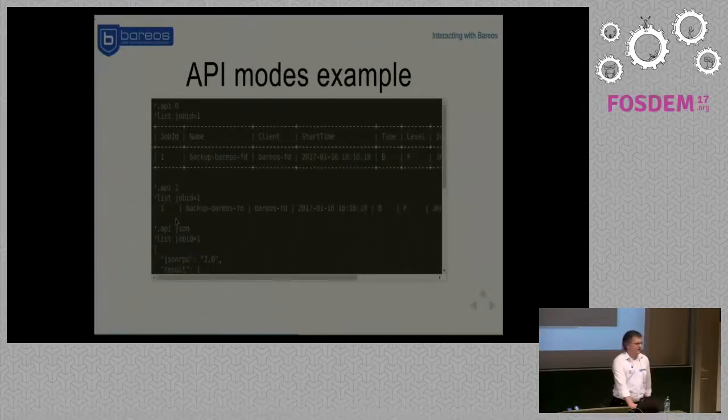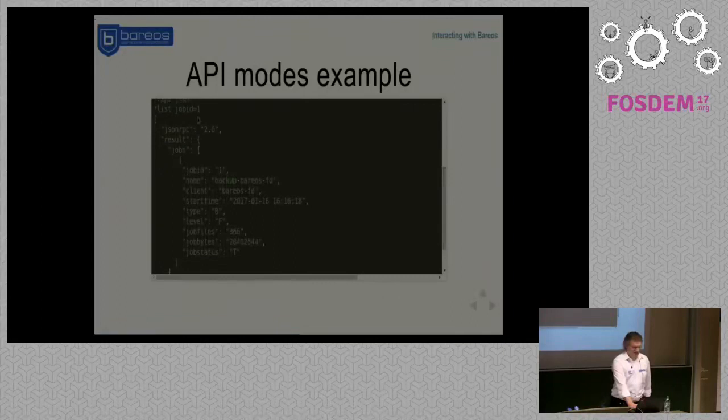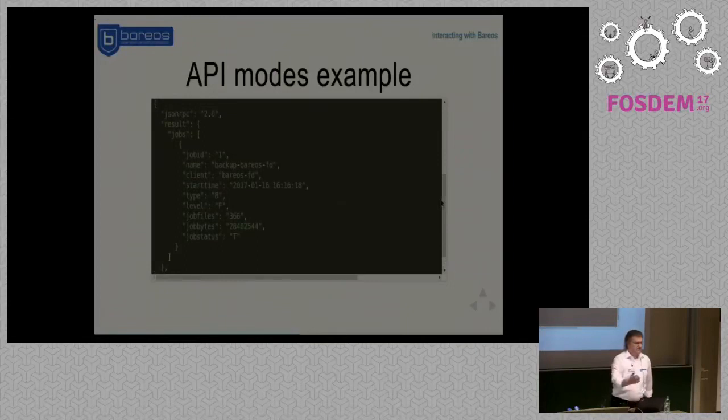With API mode JSON and the same command, you're getting a dictionary named results, and inside, because we asked for jobs, you're getting an array of jobs with the information and how the fields are called. We already tried to mimic the JSON-RPC 2.0 format because we have to use some format, and maybe then it gets easier to extend it someday to a real JSON-RPC server.